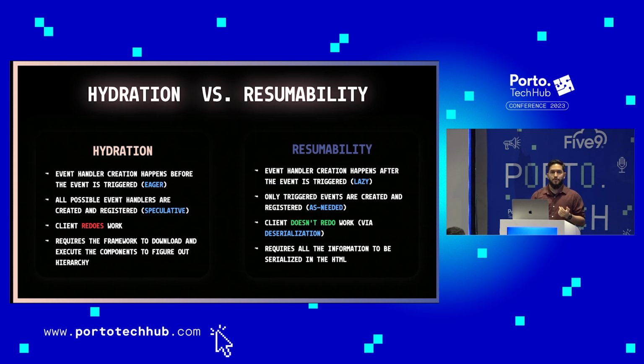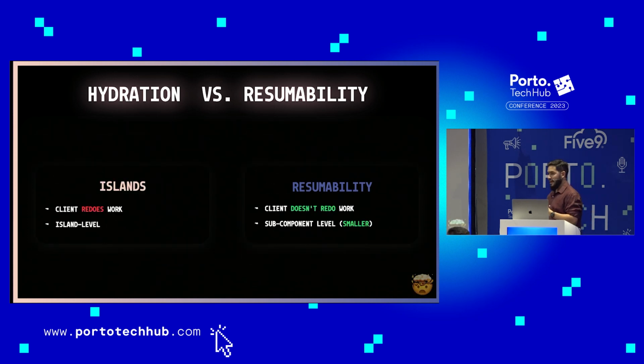Now you might wonder, okay, what if we compare that with islands? So islands bring a lot of great stuff, but with islands in general, you still have the client resuming work. And things happen at island level. With resumability and Qwik, you don't have the client resuming work and you have way more granularity. So it's like subcomponent level.